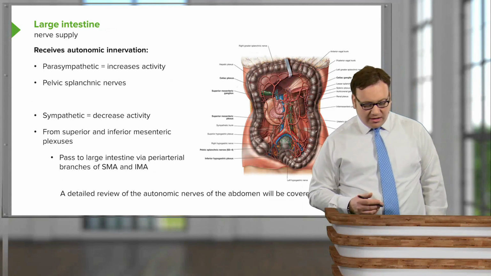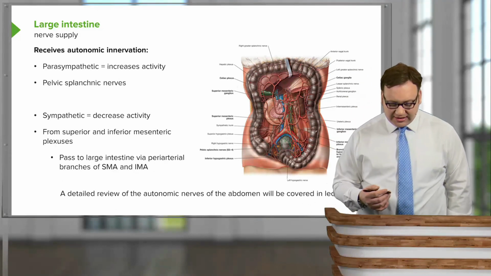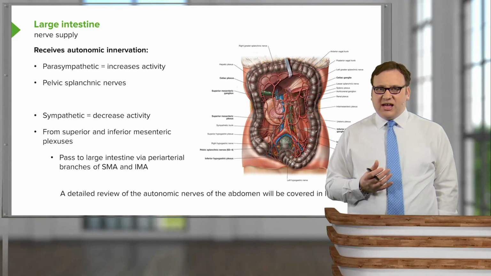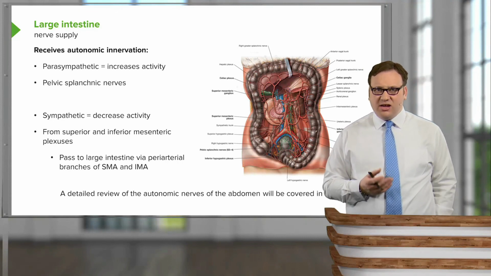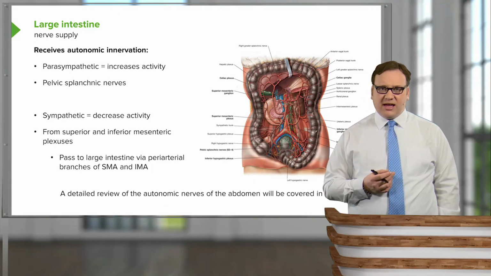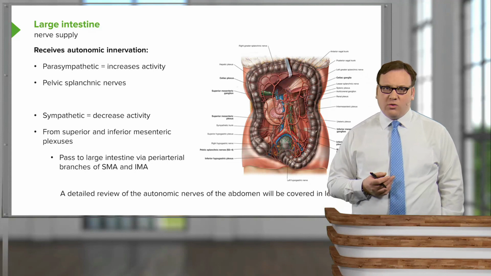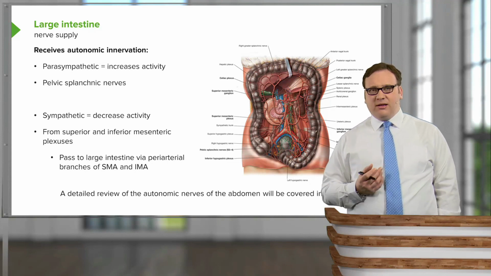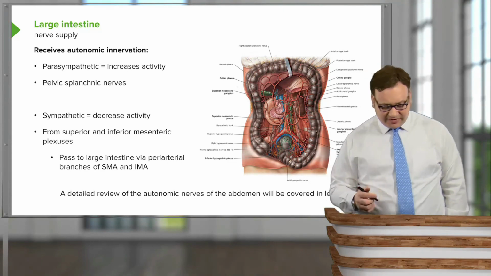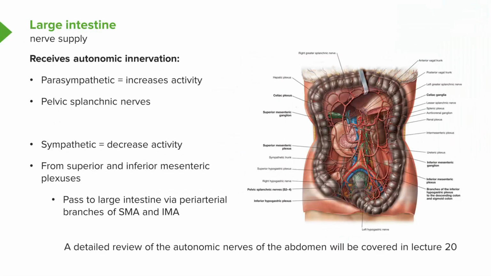But for now, we can appreciate that for the large intestine, the parasympathetic input is going to increase activity, just like the parasympathetic input increased the activity of the other GI organs. And the sympathetic part of the autonomic nervous system is going to decrease activity. And here we can see it's being carried out by a whole number of plexuses, the superior and the inferior mesenteric plexus.